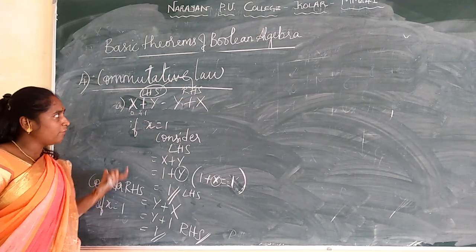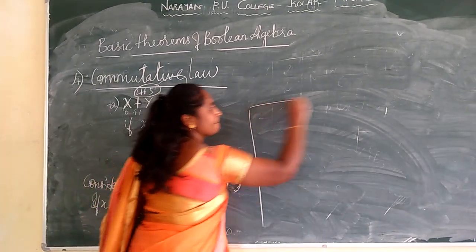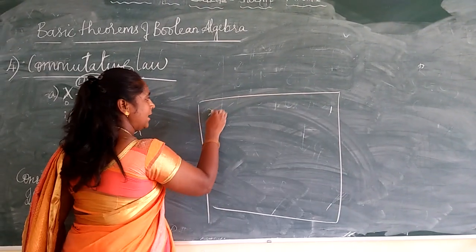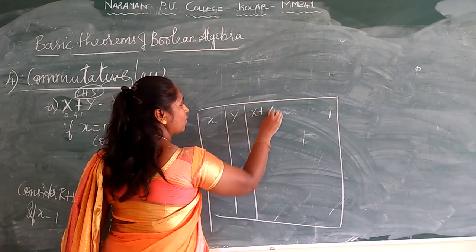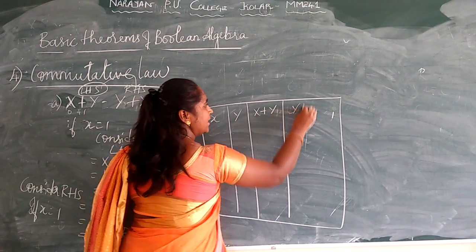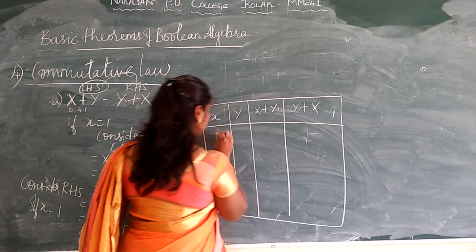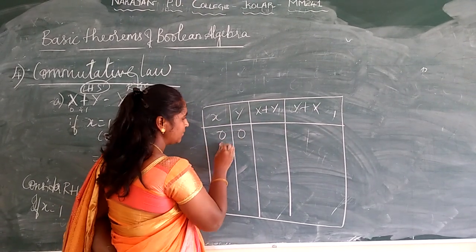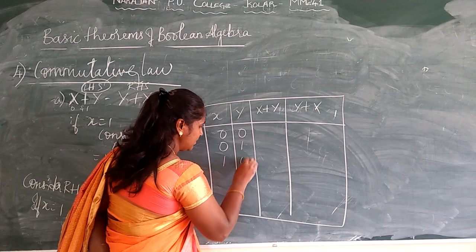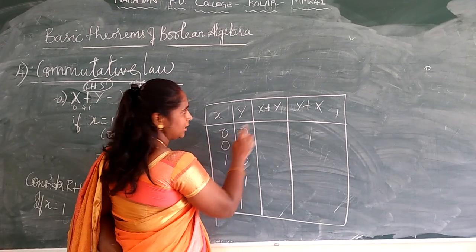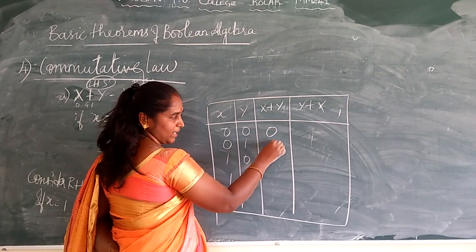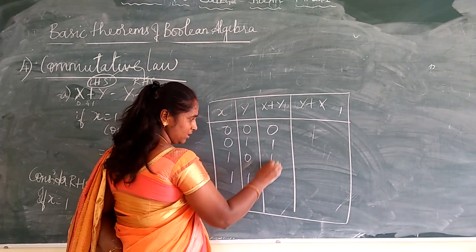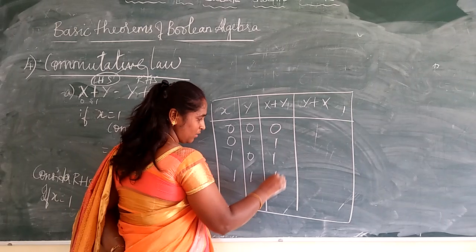The truth table of this is: x, y, x plus y, y plus x. The rows are 0 0, 0 1, 1 0, 1 1. X plus y: 0 plus 0 is 0. 0 plus 1 is 1. 1 plus 0 is 1. 1 plus 1 is 1.